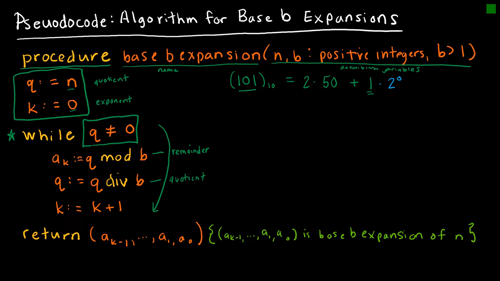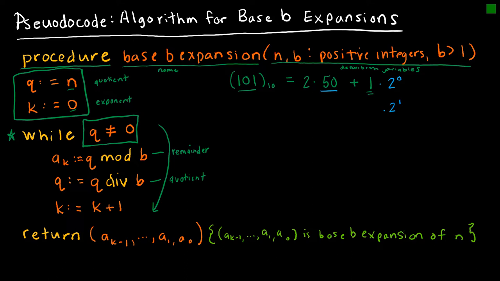And it also tells us that q is going to be whatever the quotient was once I divided it by b, which tells me, now use 50. And then this k equals k plus 1 means that now my exponent is going to be moving one more. So k is k plus 1. And that's all this is telling us to do. And then basically it's saying, keep going until q equals 0.